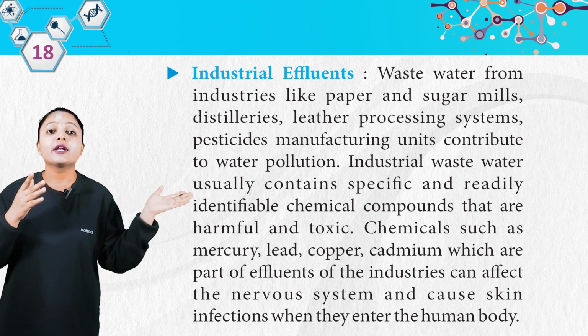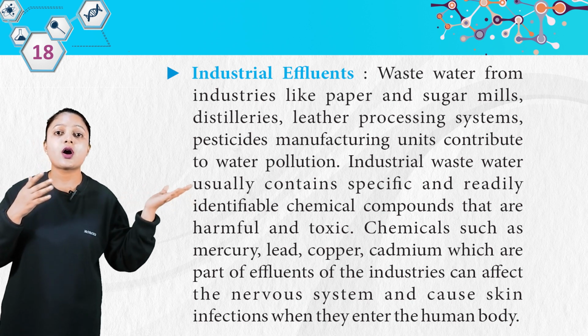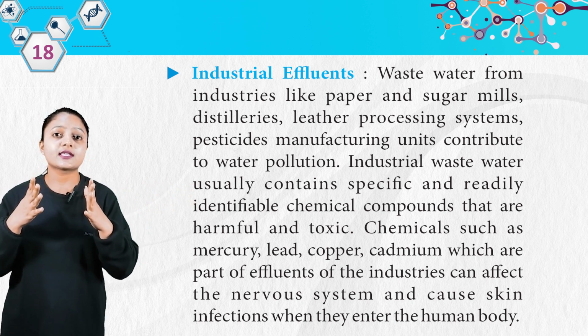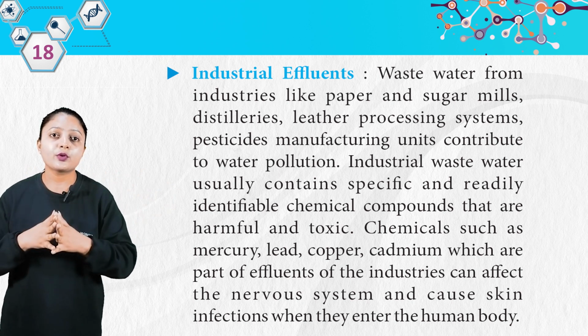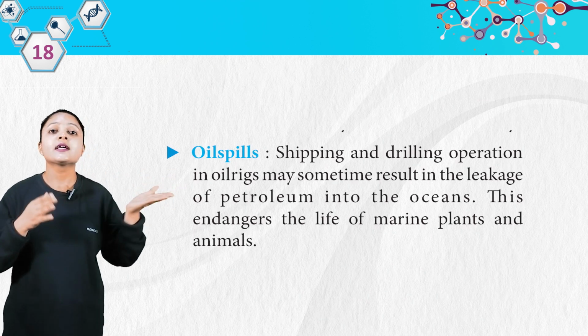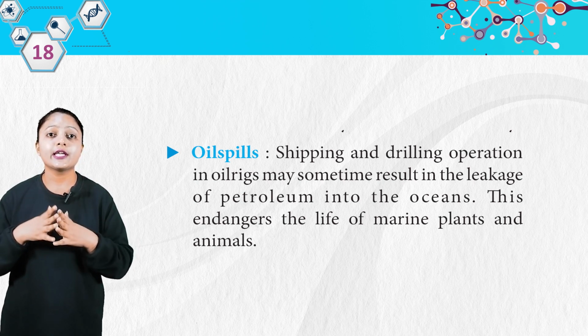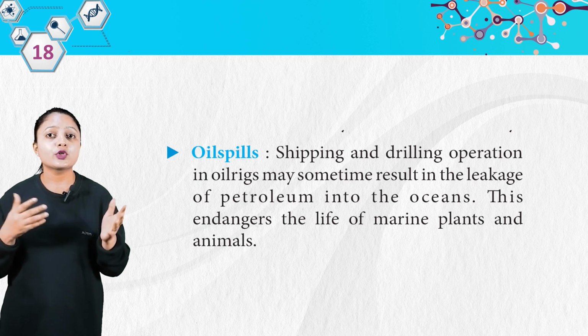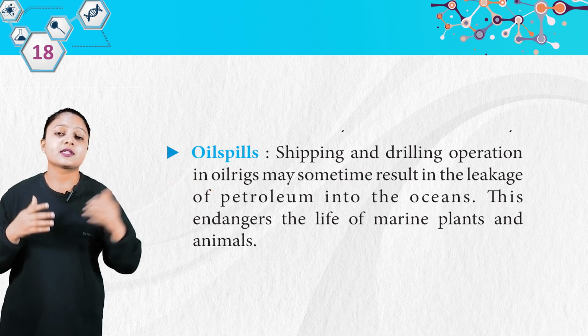Chemicals such as mercury, lead, copper, cadmium, which are part of effluents of the industries, can affect the nervous system and cause skin infection when they enter the human body. Oil spills. Shipping and drilling operation in oil rigs may sometimes result in the leakage of petroleum into the ocean. This endangers the life of marine plants and animals.